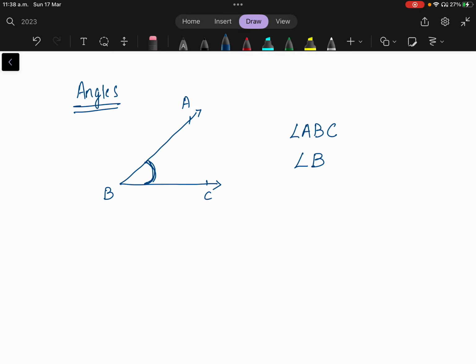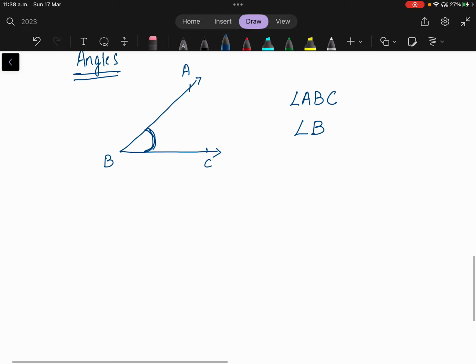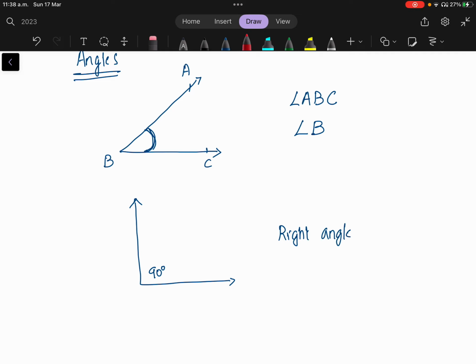So this is an angle. Now there are different types of angle. The angle which is exactly 90 degrees is called a right angle. And always remember, the right angle will be denoted with a square line like this. If you notice here, this is a curved line. That is how we denote an angle. But for 90 degrees, we usually put a square line.